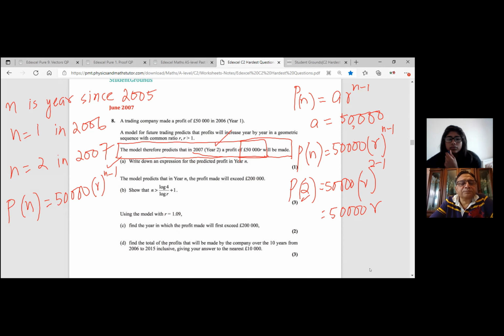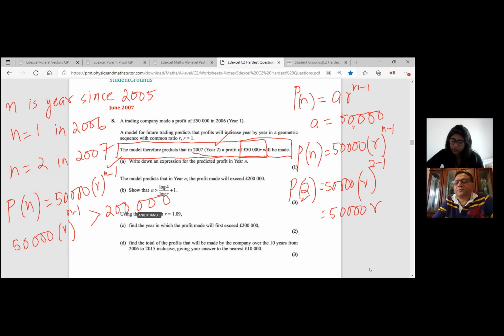Now again, please continue. The model predicts that in year N, the profit made will exceed 200,000. Part B, show that N is greater than log 4 over log R plus 1. So now we have to solve this particular equation, saying that profit will be exceeding 200,000. So we want 50,000 times R to the power of N minus 1 to exceed 200,000. So we need to solve this inequality basically. Is that clear? And they have also given us the solution, so we need to just verify the result.